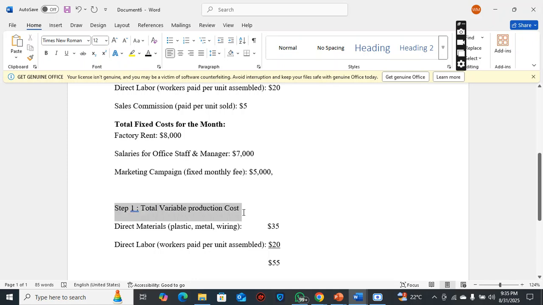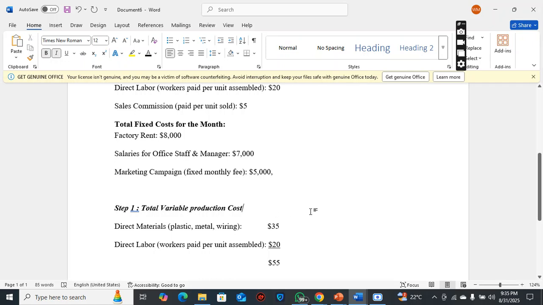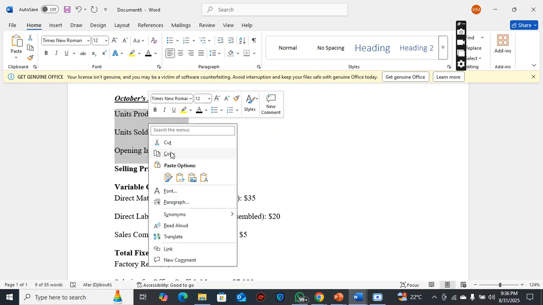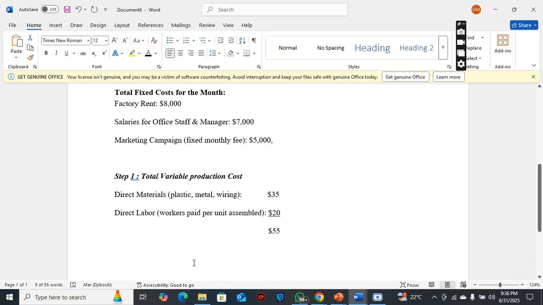And this is our total variable production cost per unit. This is what you need to determine. In step two, usually, since we've been given opening inventory, we need to get our closing inventory. Sometimes the question will mention there was no closing inventory. Other times, you just see a mention of opening inventory, just tell yourself, I need to also get closing inventory. Step two, get closing inventory.